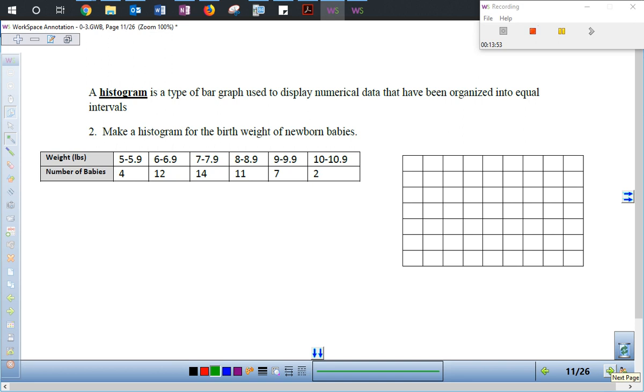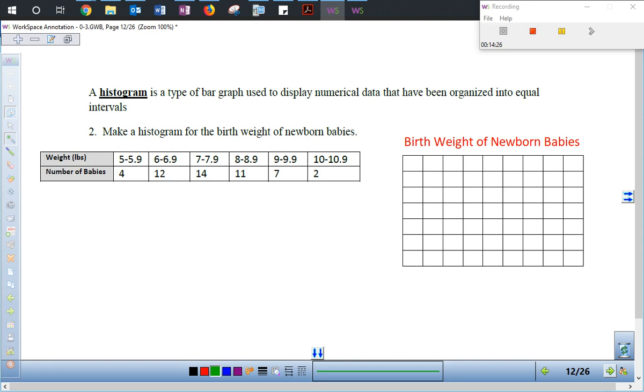Now, we need to start just like we did with the bar graph. We still need to choose a good title to represent this data. And again, they were very clear on what we're talking about. We're talking about the birth weight of newborn babies. So I'm going to go ahead and have my title say birth weight of newborn babies. Capitalize the proper letters here. You guys know how to do that. You've been learning this for a while.